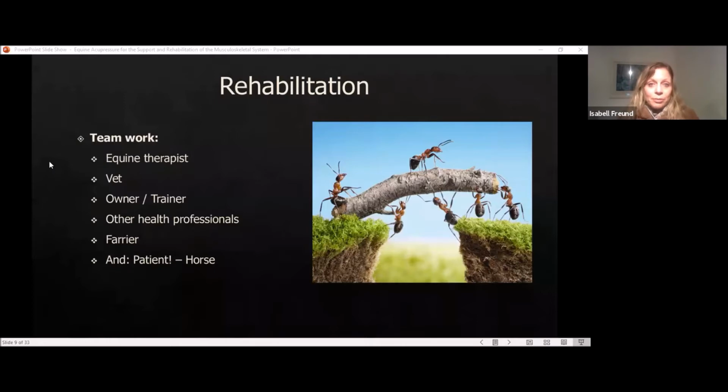So we have the equine therapist, which may be the acupressure practitioner and the acupuncturist, but also the osteopath, physiotherapist, and any other manual therapists and body workers, the vet, and then the owner and/or the trainer are very important. It's often essential for the success of any rehabilitation efforts that the owner and trainer play their part in rebuilding and rehabilitating the horse. Then any other health professionals, the farrier, of course, because so many issues could be avoided with proper feed management. And then the patient, of course, the horse.